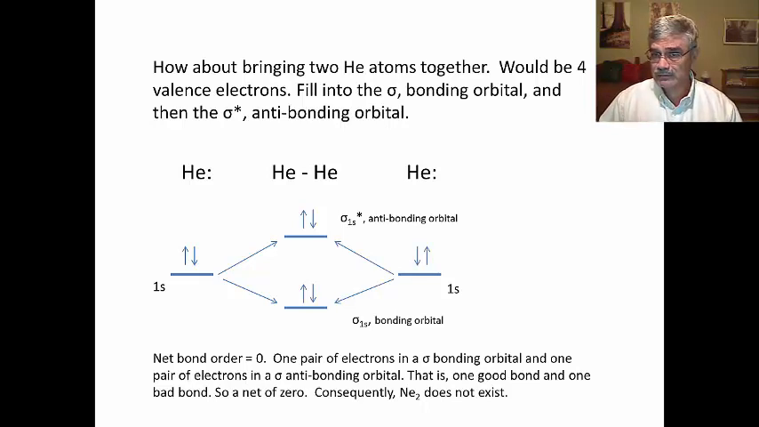and then we count the number of good bonds, that is, pairs of electrons in a bonding orbital, and we subtract the number of bad bonds, that is, pairs of electrons in anti-bonding orbitals. And in this case, we'd have 1 good bond and 1 bad bond. So we would predict that diatomic helium would have a net bond order of 0, and that essentially it wouldn't form a bond, and that's why we do not have diatomic helium.